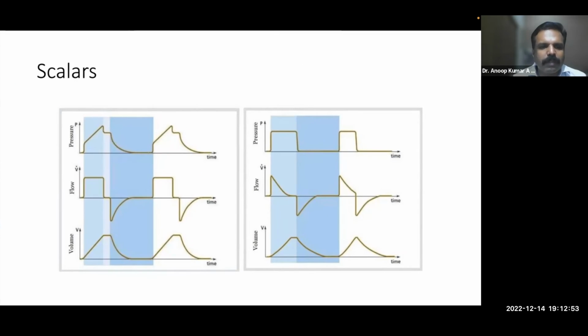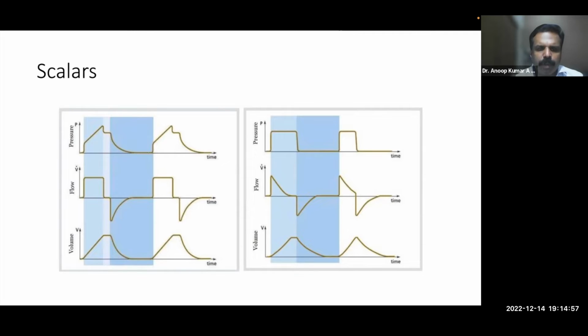So today we are going to discuss an important topic. Dr. Saneesh has already introduced the topic, the interpretation of ventilator graphics. In the initial part, we will be just going through the basics. As already mentioned, we have scalars and loops. In the scalars, here you can see the pressure, the flow and the volume. These are plotted against the time.